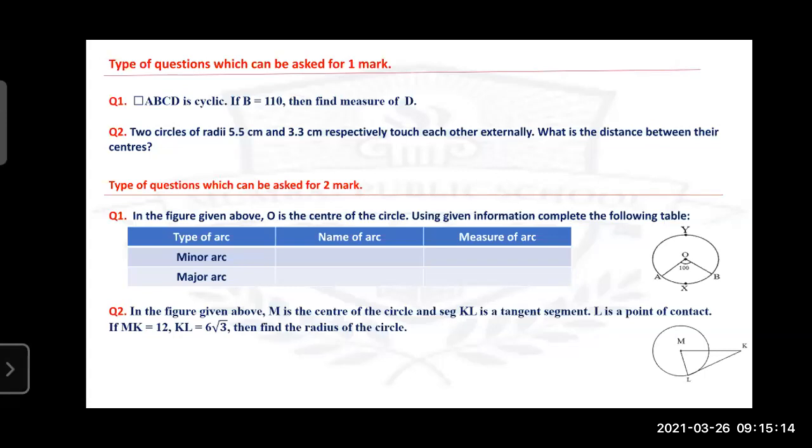So first apply the Pythagoras theorem here. This angle is 90 degrees. So MK square is equal to ML square plus KL square. Then easily you get ML, that is the radius of the circle.